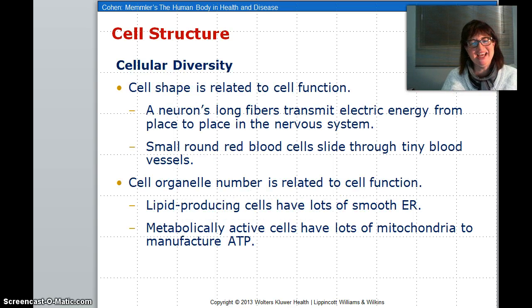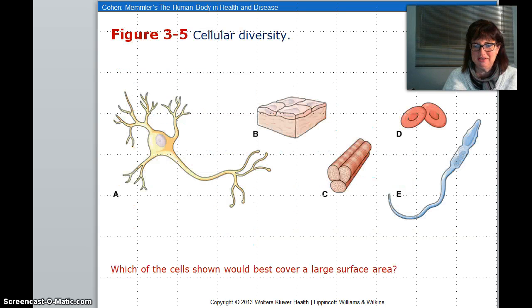There is great cell diversity, and the cell diversity has to relate to the function. Nerve cells are long, you've got epithelial cells which are strong like bricks, and you've got muscle fibers which are long, red blood cells which look like little donuts, and this is a sperm cell which is pretty much DNA with a long tail to keep it going. Okay, there are some questions there.